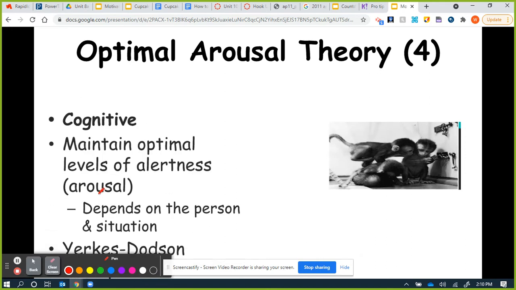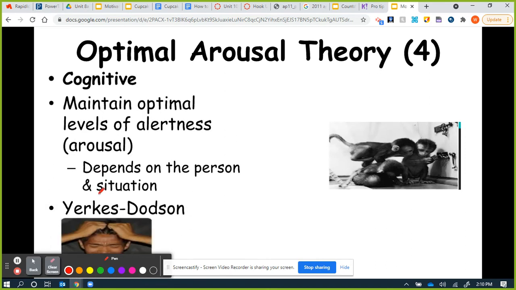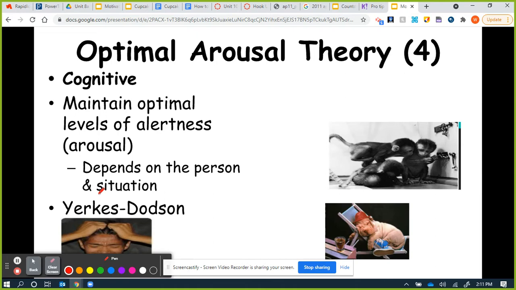Okay, all right, so cognitive theory. So incentive theory: we're motivated to do things by either getting something good or avoiding something bad. Optimal arousal theory explains basically what we are motivated to do to avoid boredom.